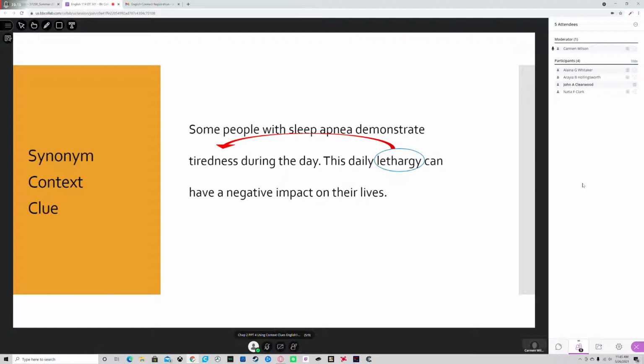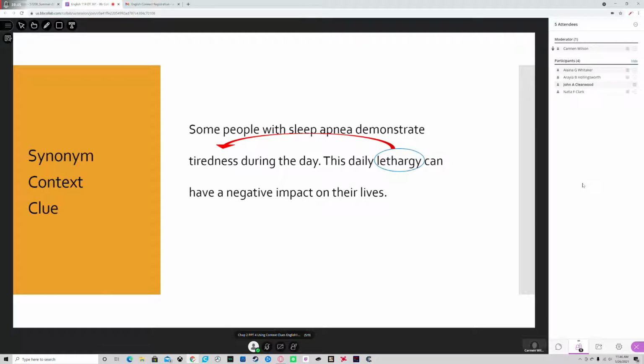Synonym again is a word that means similar to, okay? Lethargy, okay? What that means, same thing as tired. You're lethargic. You've heard some people say, oh, I felt so lethargic. I'm tired, broke down, physically or mentally. Same thing. So you say, okay, I know a word that's similar to that. So that's like a synonym.